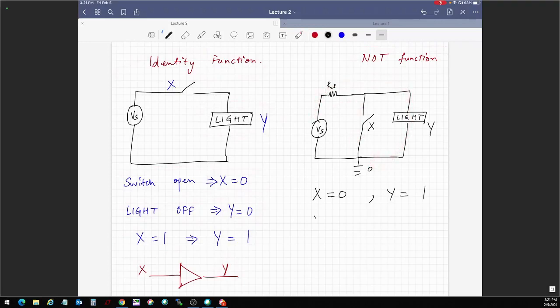But when X is 1, Y is going to be what? 0, right? Because you have a switch over here, small resistance, and the current doesn't need to work hard to turn on the light. All the current, at least almost all the current, is going to flow through the switch, which means the light is going to be off. You guys see that? This is your inverter, right? Whatever goes in has been flipped.